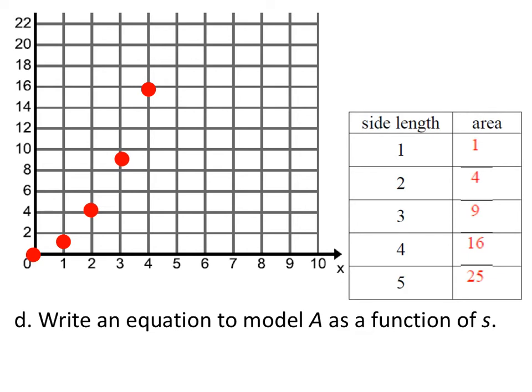All right, but let's go ahead and write an equation to model A as a function of S. And we can see that the area, if we wanted to find it, would be the side length. And what are we doing with the side length? We're just multiplying it by itself, so we're going to square it. We will not write that out as side times the side because it would kind of spell some bad words there. So we're just going to write it as S squared.